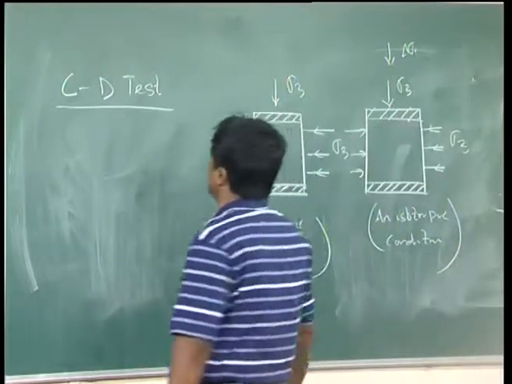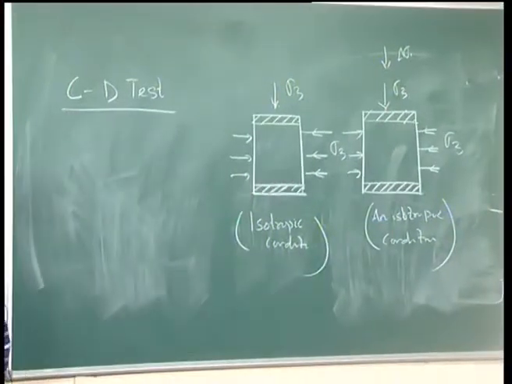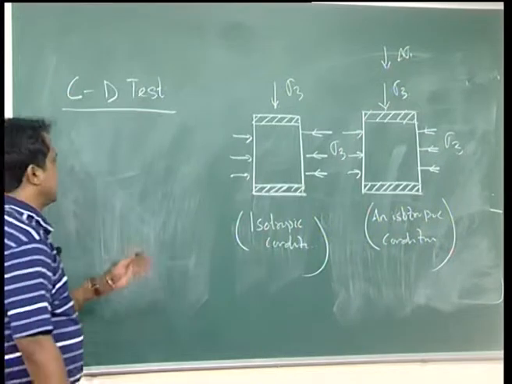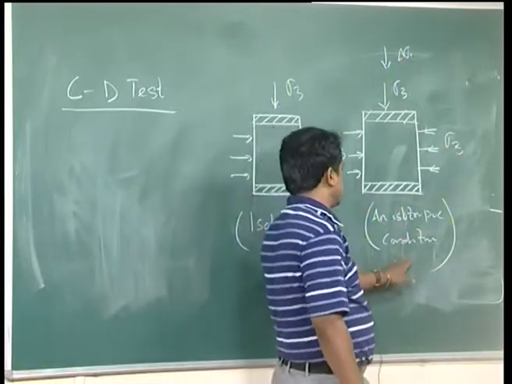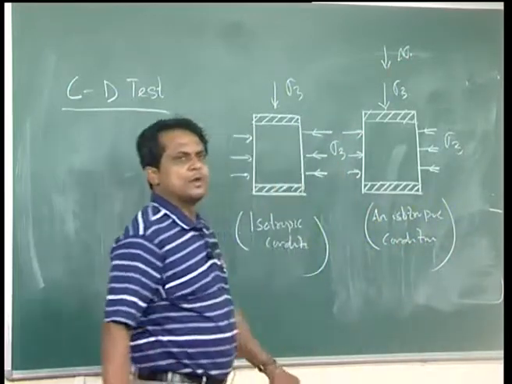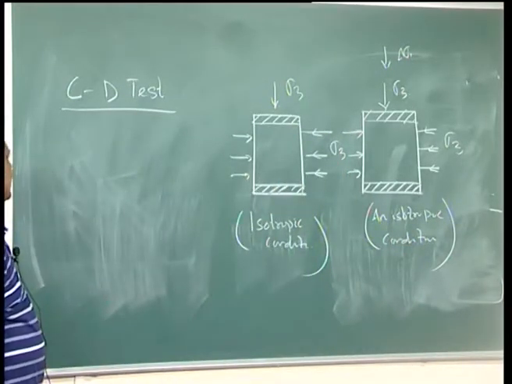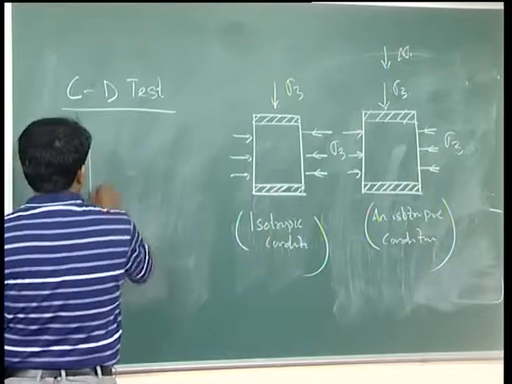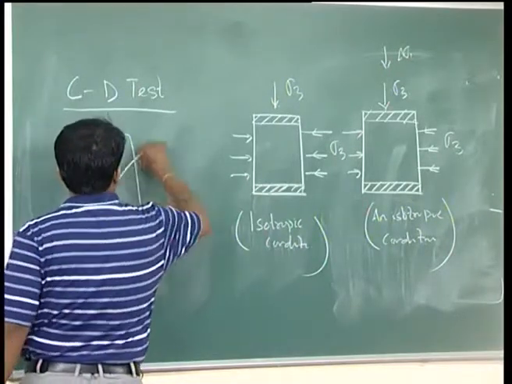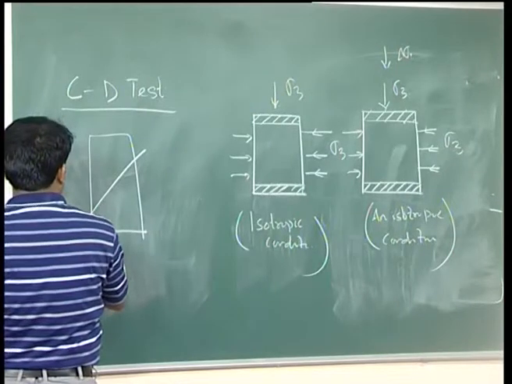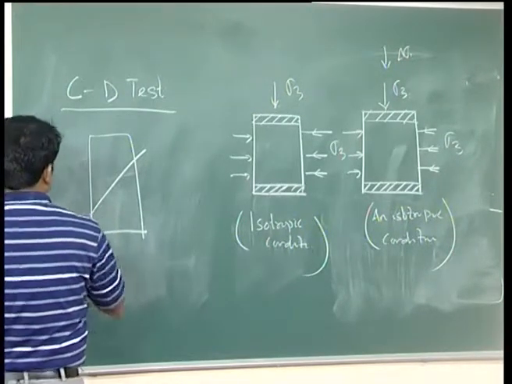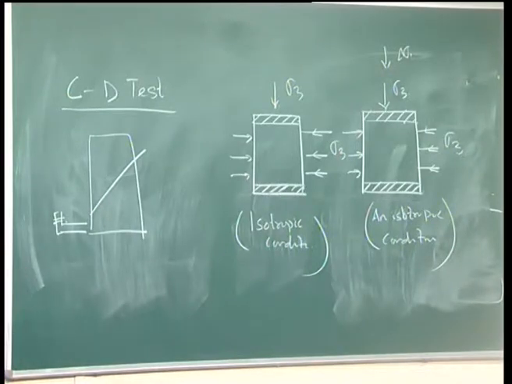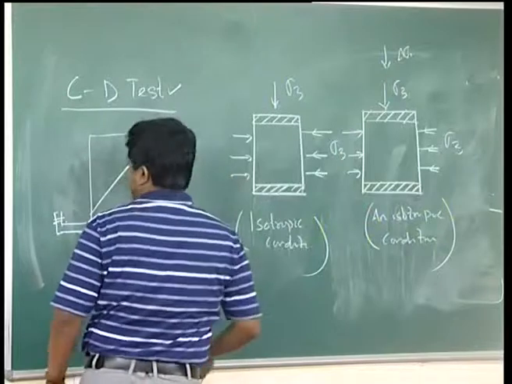So, in consolidated drained test, you have to do the consolidation in either of the two conditions. Particularly anisotropic conditions are recommended for consolidation, so that it will truly reflect your field condition. Then once this consolidation is over, while shearing the drainage valve was open. That means during shearing there is a volume change, during consolidation also there is a volume change. So, this is the CD test.